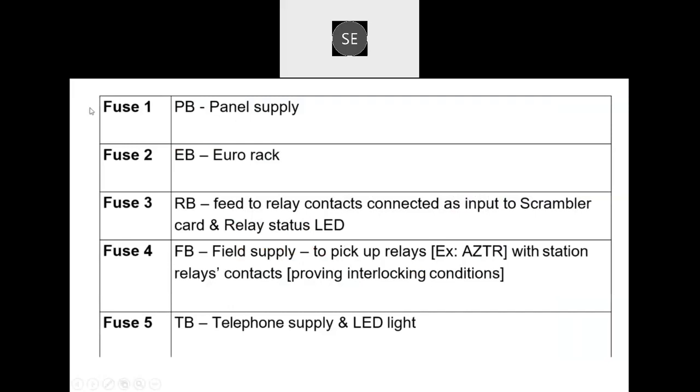Again, the purpose is given here. Fuse number 1 for panel supply means block panel supply. Fuse number 2 is for Euro rack. Fuse number 3 for readback relays. Fuse number 4 is for field supply. Fuse number 5 is for block telephone supply.